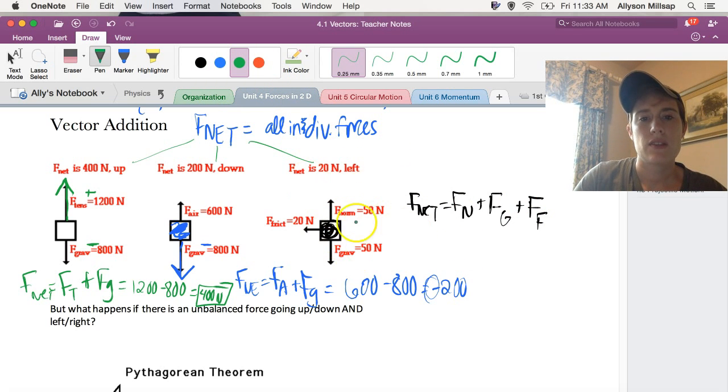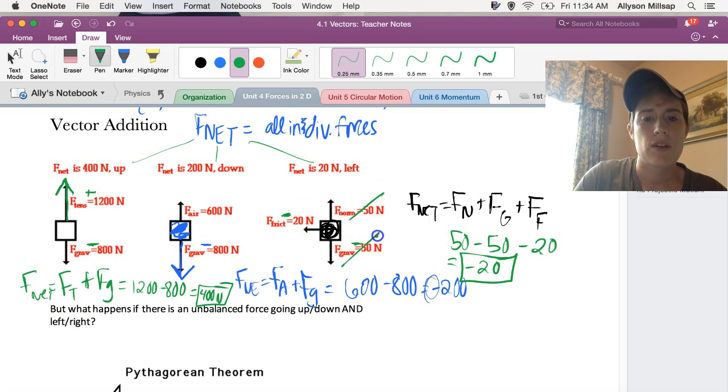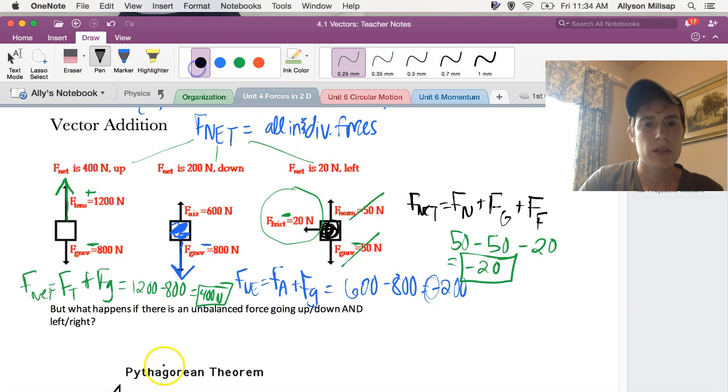So if I look at the values here, my 50 newtons for normal is positive, my gravitational one's negative, and my friction one is going backwards, so it's going to be negative. Okay, and so then I end up with negative 20 newtons. That makes sense because my normal and my gravitational cancel out and I'm left with this, and so it's going in the negative direction. So one thing I didn't tell you when we're writing these formulas is that I told you could just add up all the individual forces together.